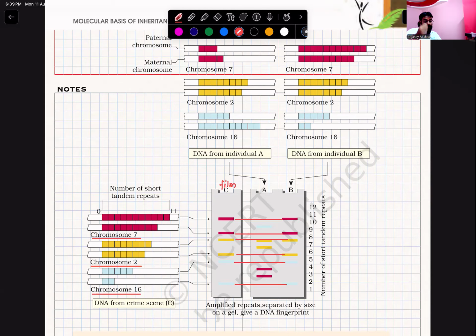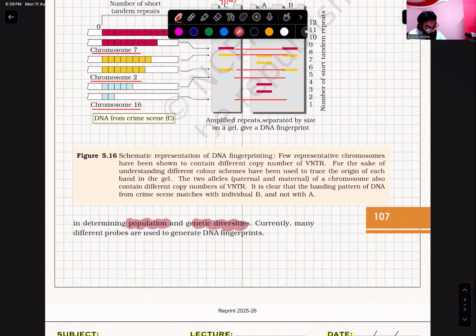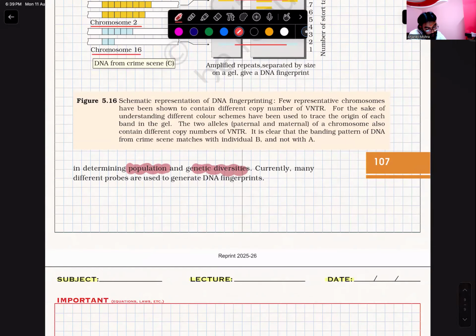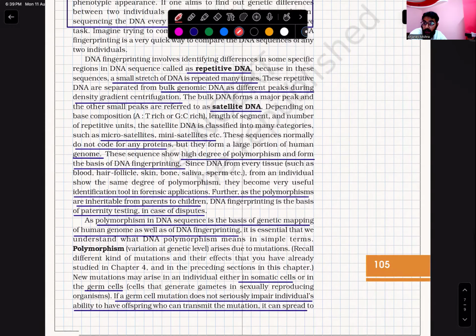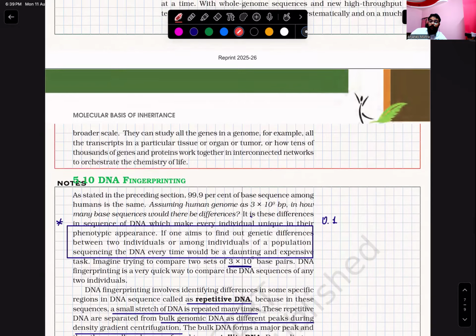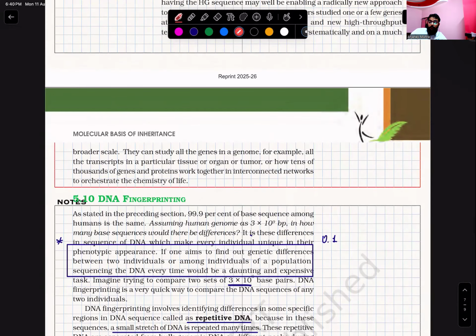Yes, sir. Is that clear? Yeah. Is DNA fingerprinting clear now? Yes, sir. Any doubt, anyone? No, sir. All right. Now next is your Human Genome Project. Want a break of 5 minutes? Yeah.